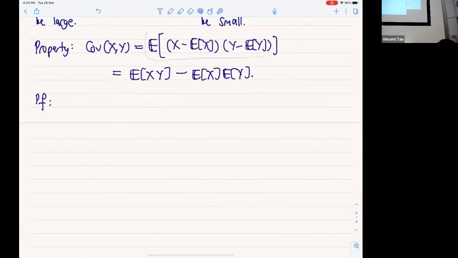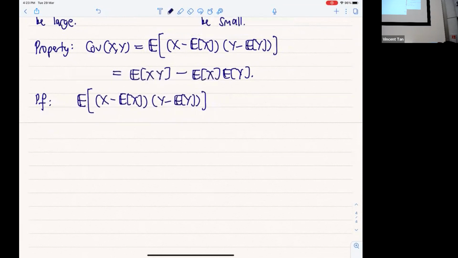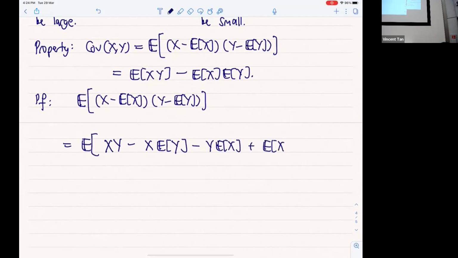All right, so we start off with this, and we can expand the product. It's just like a minus b times c minus d: ac minus ad minus bc plus bd. That's what we are using here. So we have XY minus X times the expectation value of Y, minus Y times the expectation value of X, plus the product of the expectation value of X and the expectation value of Y.